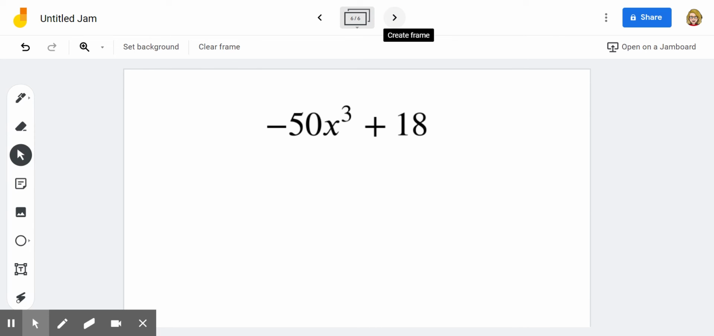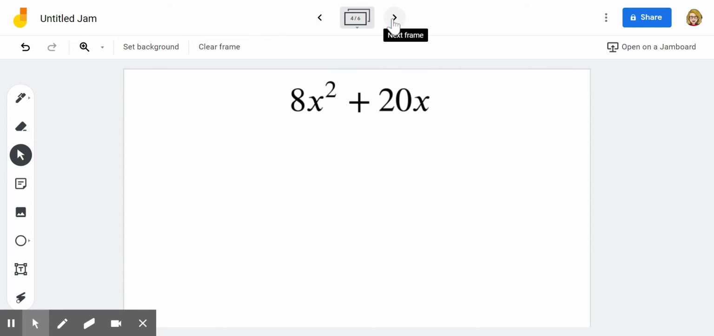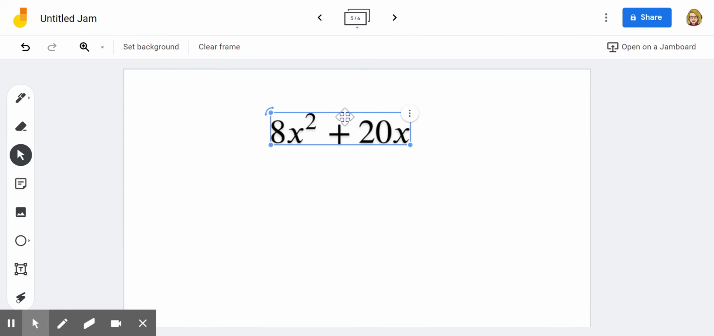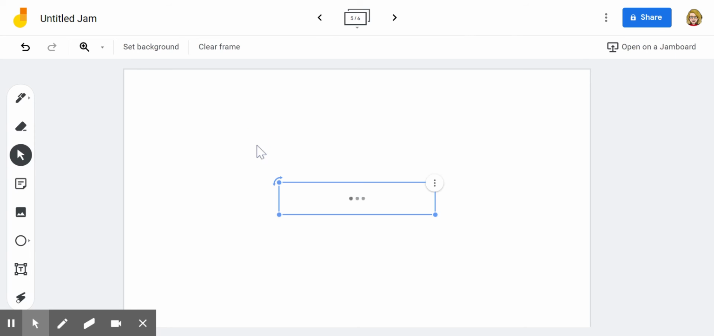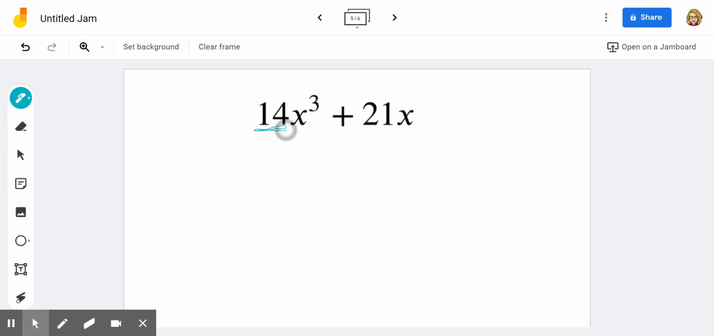Okay, so let's talk about this second example here. So for our second example, we're going to do this problem here. Okay, in this example, I'm actually going to show you an easier way of how to do this. So you can still do it the way that I did it in the first example, but in this example, instead of factoring it all the way down, look at your two numbers.